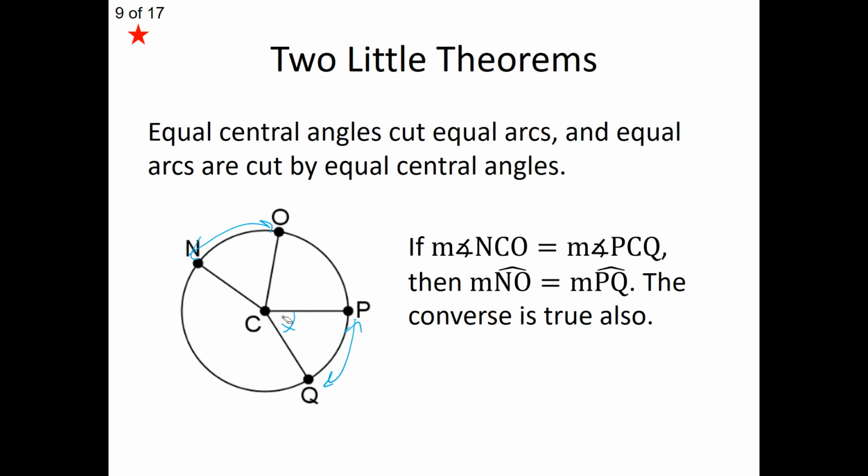However, the converse is also true. Let's say the measure of arc NO and the measure of arc PQ are given to us as being the same. That means we can prove that the central angles that cut them will also be the same measure. So there are two theorems here, and they're very short. Thanks to the arc measure postulate, we can prove that equal central angles cut equal arcs, and that equal arcs are cut by equal central angles.